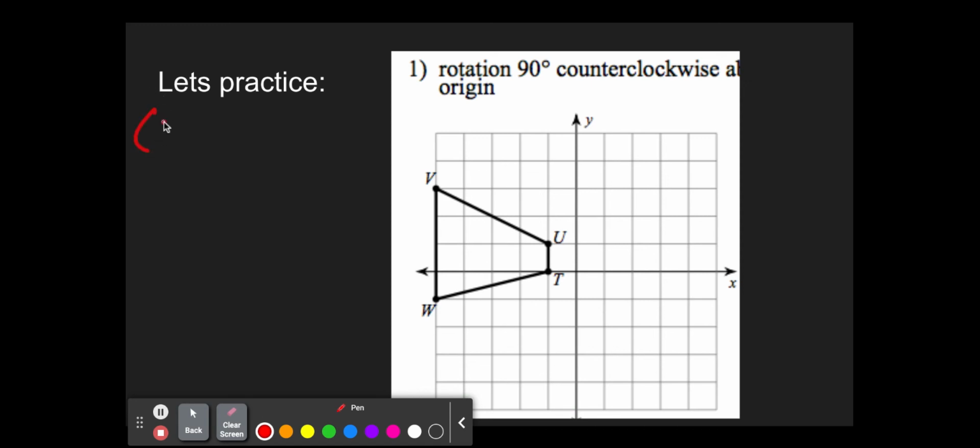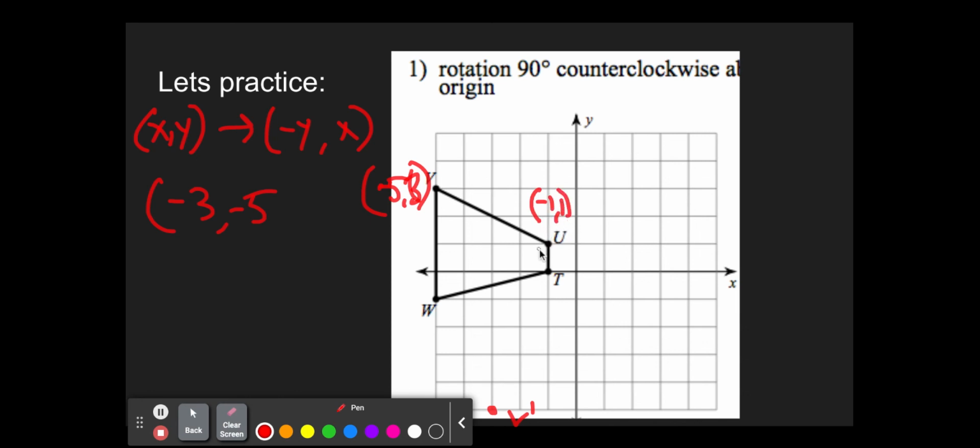So for every x, y that I have, it'll become negative y, x. So if this V right here is, what is this? Negative 5, 3. Then V prime would be negative 3, negative 5. Negative 1, 2, 3. There's my V prime.